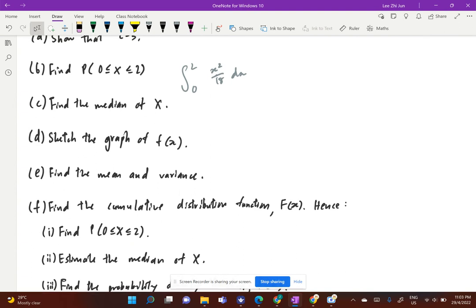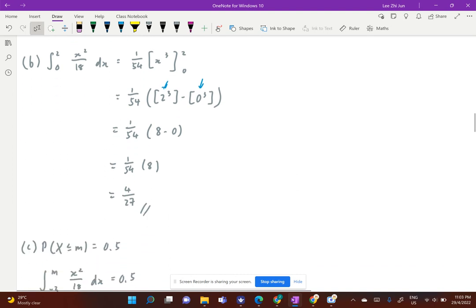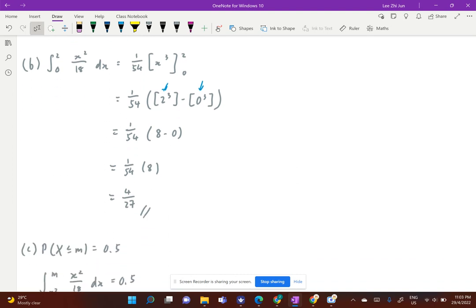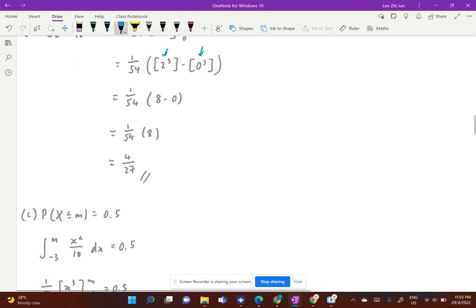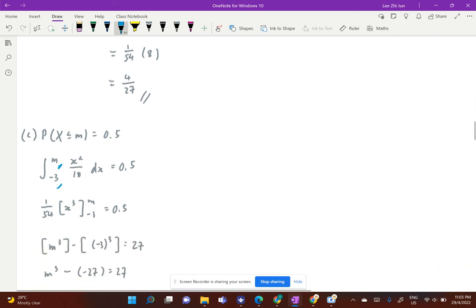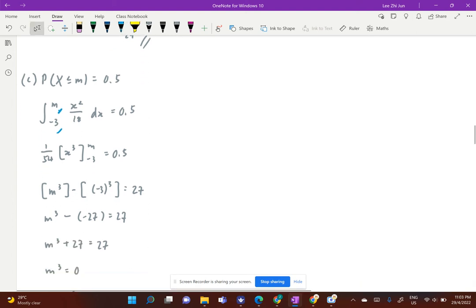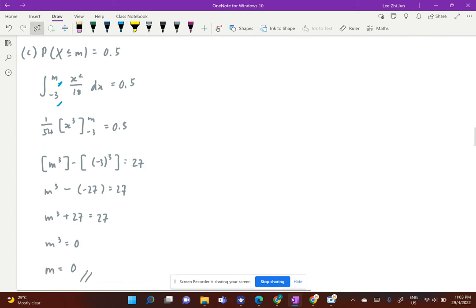C, find the median of x. So the median of x, I will write like this: x smaller equal to m, so equal to 0.5. So it is bounded by m and the lowest boundary, -3. So, like this same, I integrate it and find this m cubed plus 27 equals 27. So m equals to 0.